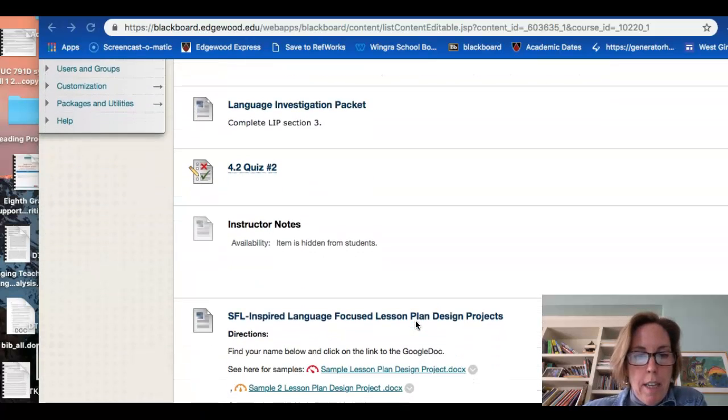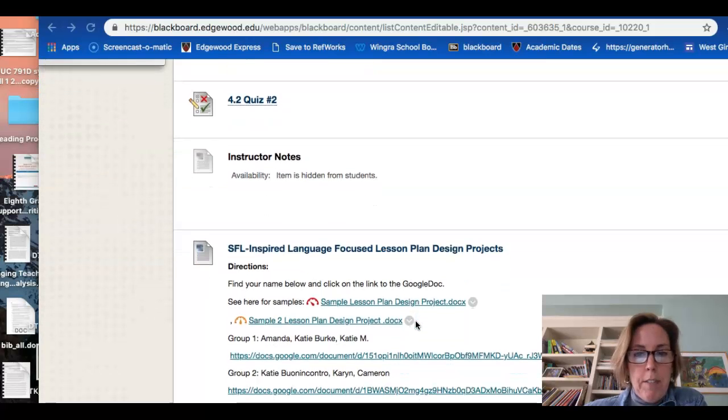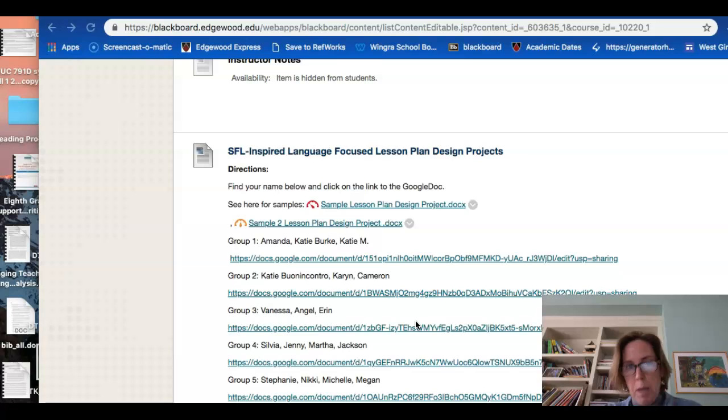The other thing, the new big group project you're going to be working on this week, is what I'm calling SFL-inspired language-focused lesson plan design projects. No acronym to go with that. Over the years of working with in-service teachers, I've learned that one of the benefits of doing lesson designs is moving from theory to practice. So what are we learning and how is it going to go into practice? But it is not necessary for everyone to do all aspects of planning a lesson.